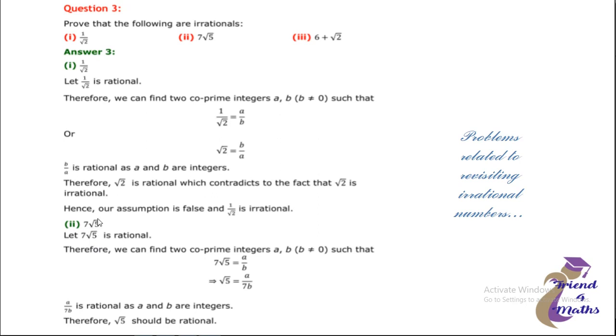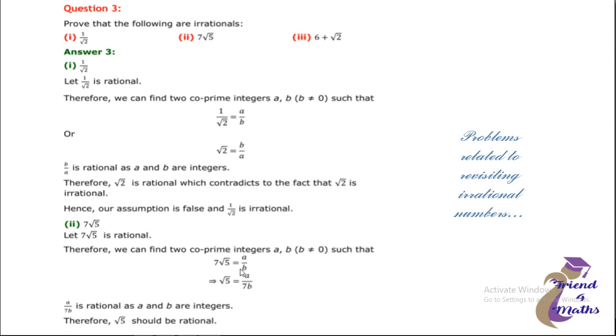Next is 7 root 5. In the same way we first assume that 7 root 5 is a rational number, and as it is a rational number we can write it as 7 root 5 is equal to some a by b form, where a and b are taken as some co-prime integers. Taking 7 to this side we get root 5 is equal to a by 7b, and here a, 7 and b are positive integers, and definitely a by 7b will be a rational number.